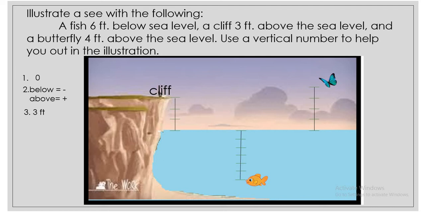How far is the cliff from the sea level? Yes, that is 3 feet. And how about the butterfly? Okay, 4 feet. And how far is the fish from the sea level? So that is 6 feet.